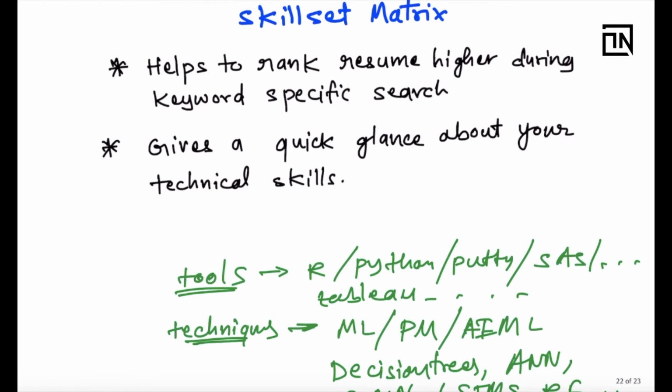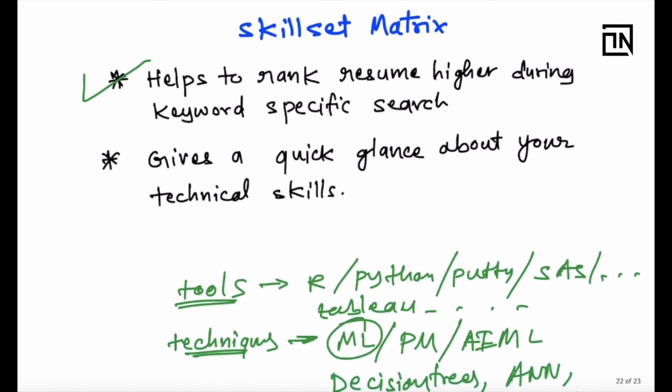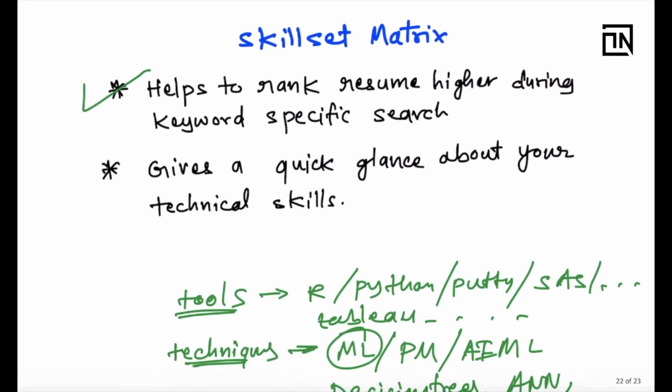enough amount of keywords associated with your profile, then it will be difficult for these job platforms to rank you higher in a search. Okay, so it helps you to rank higher in the search for specific keyword, like somebody searching for machine learning. So if the machine learning technique is present in your skill set matrix, it will match and your resume will be shortlisted, so on and so forth.